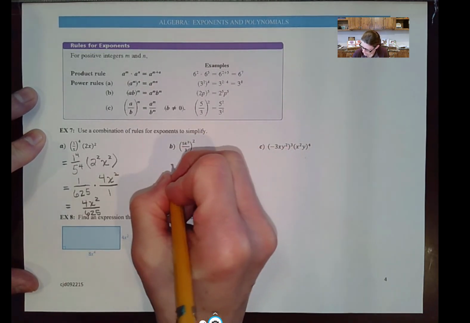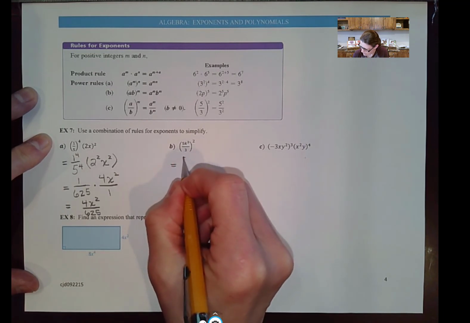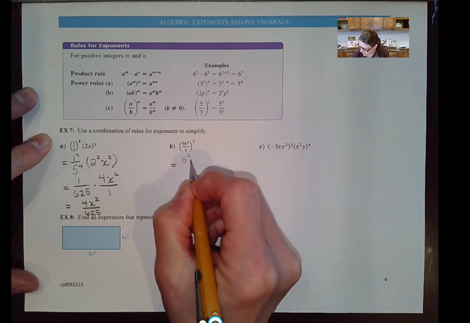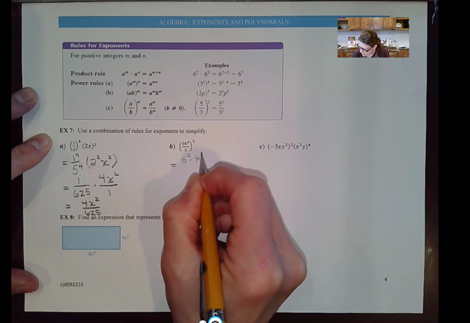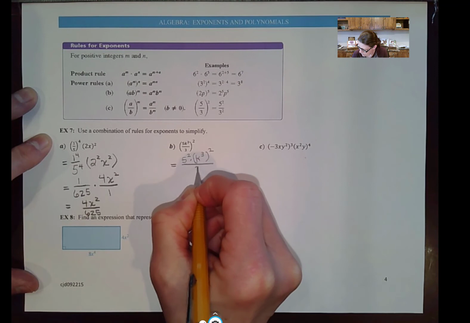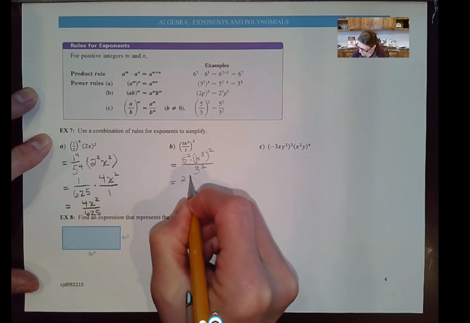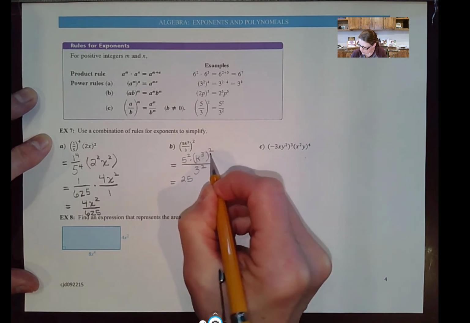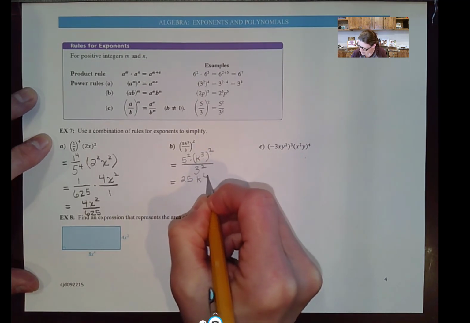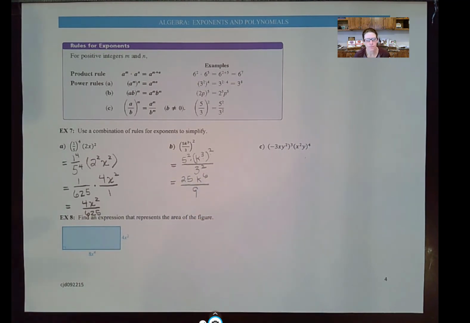In part B, let's apply that outer exponent to each of these factors involved. So that's going to give 5 squared times k to the 3rd squared all over 3 squared. Well, 5 squared is 25. Power to a power, multiply, so we're going to have a k to the 6th power, and in the denominator 3 squared is 9. Simplest form, 25k to the 6th over 9.